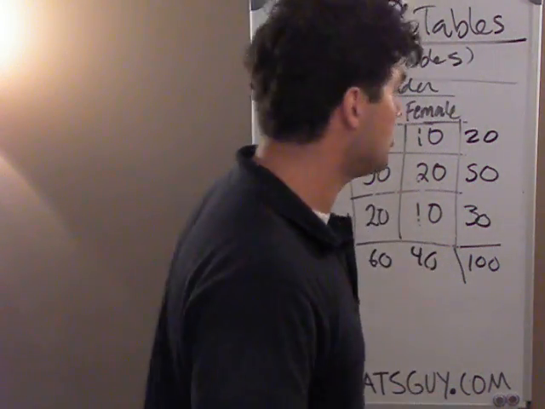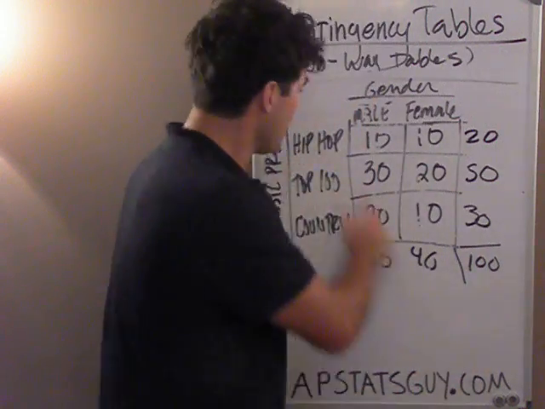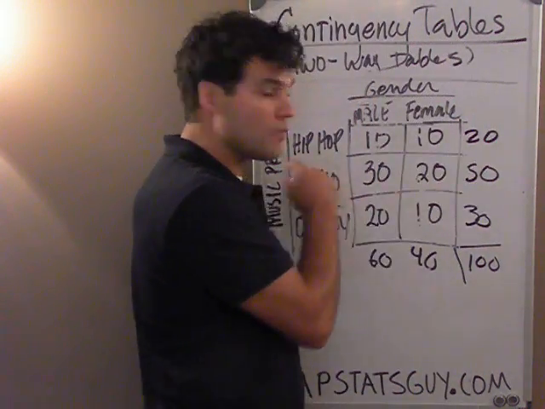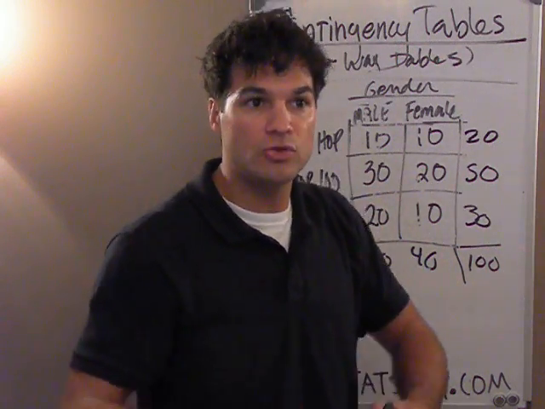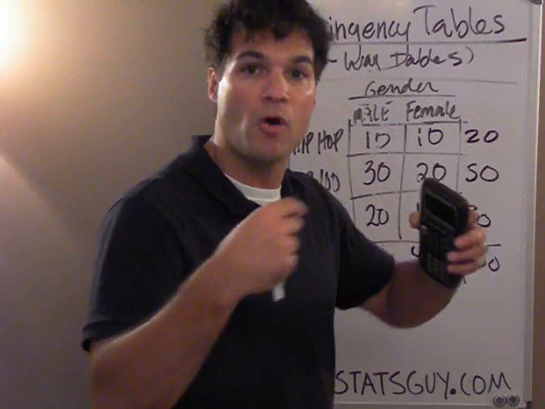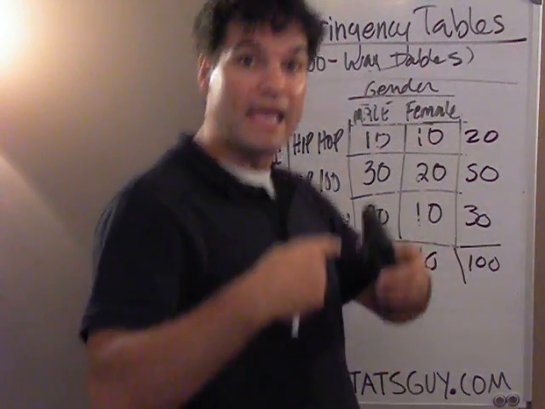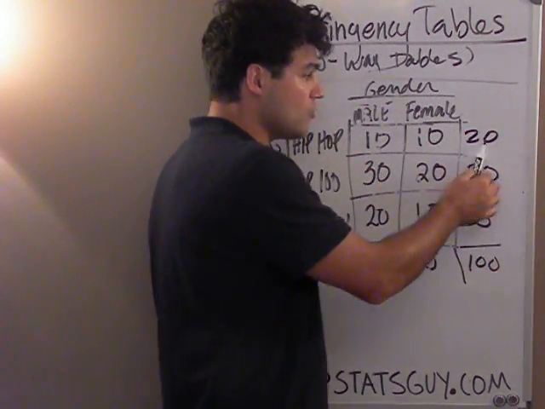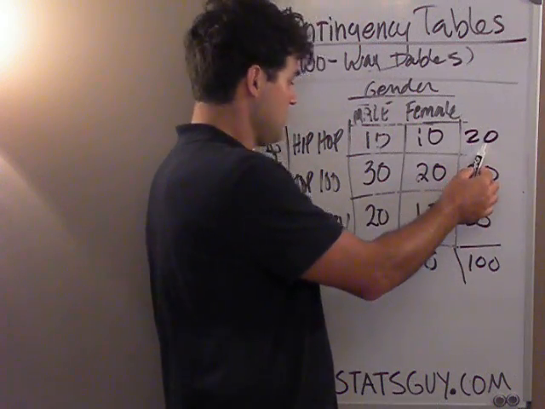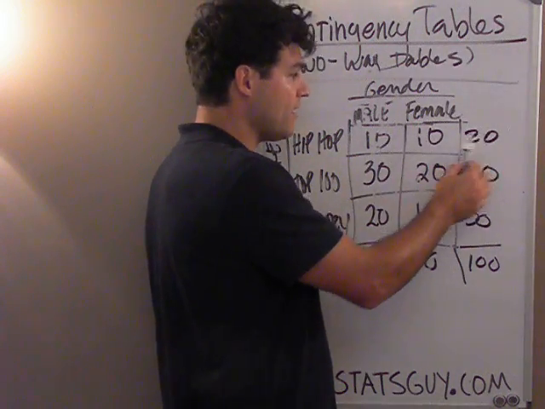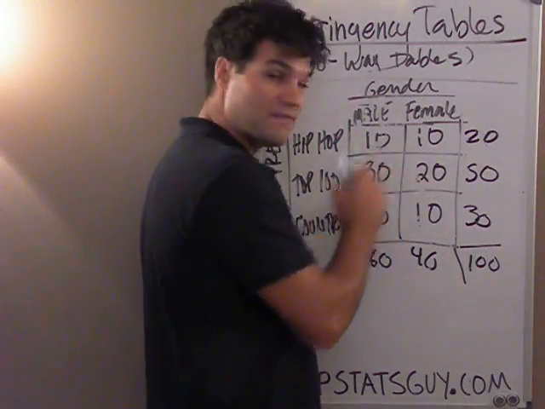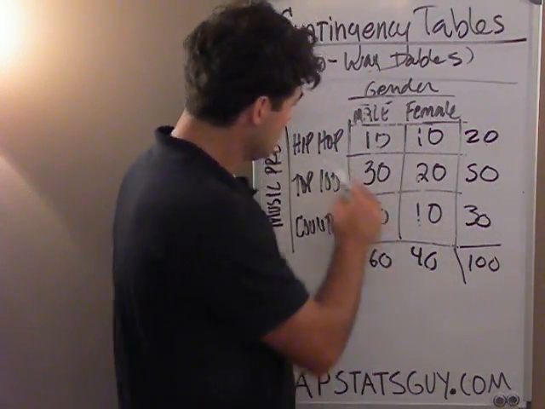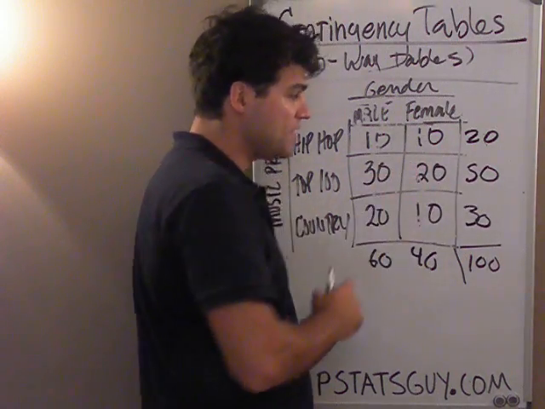What is the conditional distribution of gender for hip-hop lovers? Well, now I'm talking about hip-hop lovers. So when I say the conditional distribution for hip-hop lovers, I'm only concerned about hip-hop lovers. 10 out of 20 are male, 10 out of 20 are female. So it's 50-50. Of the hip-hop lovers, half are male, half are female.